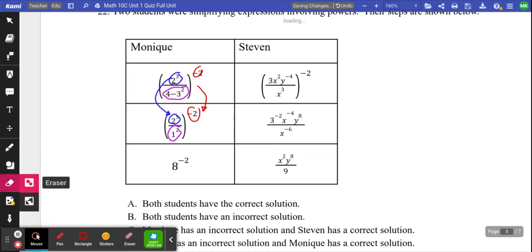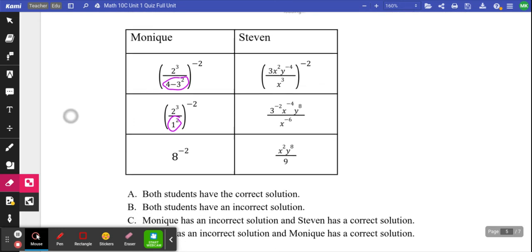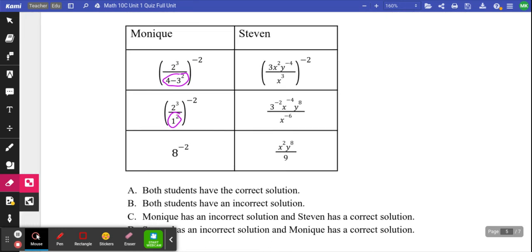Now, you don't have to check to see if they did what you would do. You have to check to see if what they did is mathematically correct. So did they change those purple things properly? They went 4 minus 3 squared became 1 squared. So they did 4 minus 3 and then left the squared alone, which breaks our BEDMAS rules, right? You have to do the exponent first if you were to subtract those things. So you can't do that. So that means Monique is wrong.